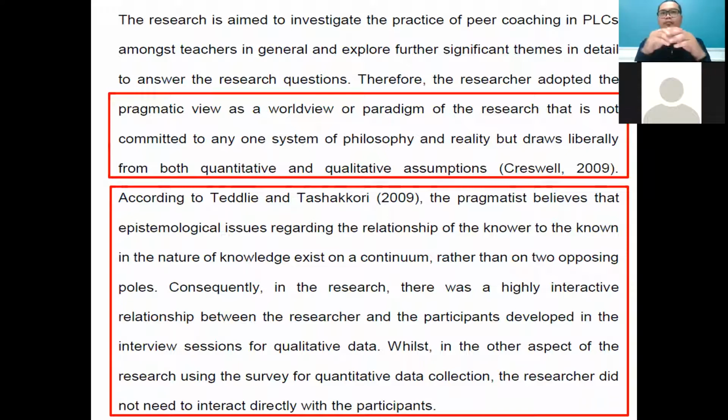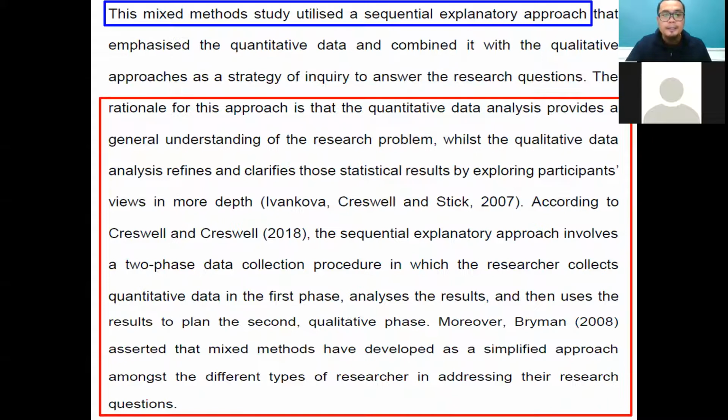This is really important during your proposal defense and viva. The panel will ask you, okay, Fazli, can you explain to us, based on your research, what is your ontology, epistemology, and axiology? In this part, you need to answer from the part of your research design on philosophy and approach or research paradigm. Okay, the mixed method study utilized, so you can refer to this example.